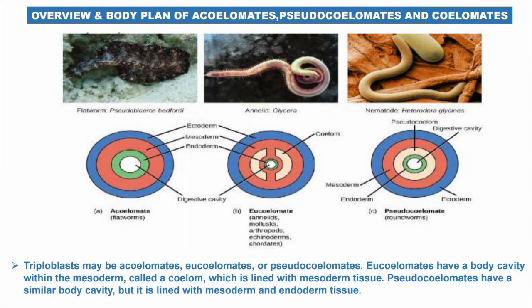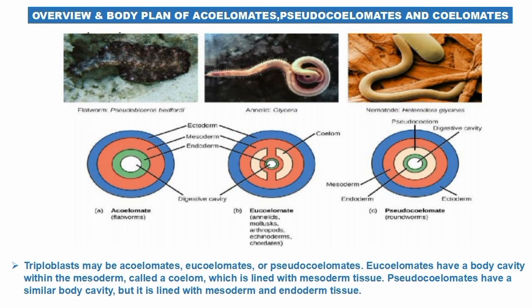Pseudocoelomates have a similar body cavity but lined with mesoderm and endoderm. When you look at pseudocoelomates, there's a body cavity lined with mesoderm, the red one, and endoderm. As you can see here, there's endoderm. So I hope you understand it. Next, we are going to talk about invertebrates. That is the first classification. As we have mentioned, animals are classified into two, vertebrates and invertebrates.